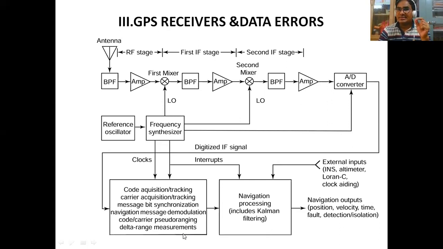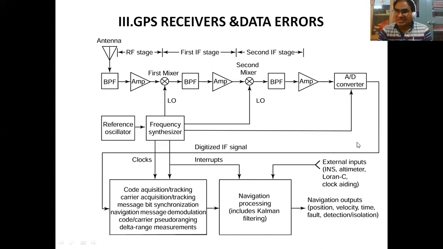Is there any small change in the range of the user? If it is there, that is also to be measured. Then finally it is given to navigation processing. Of course, here this is done by Kalman filtering, where we are coupling the GPS with the INS.